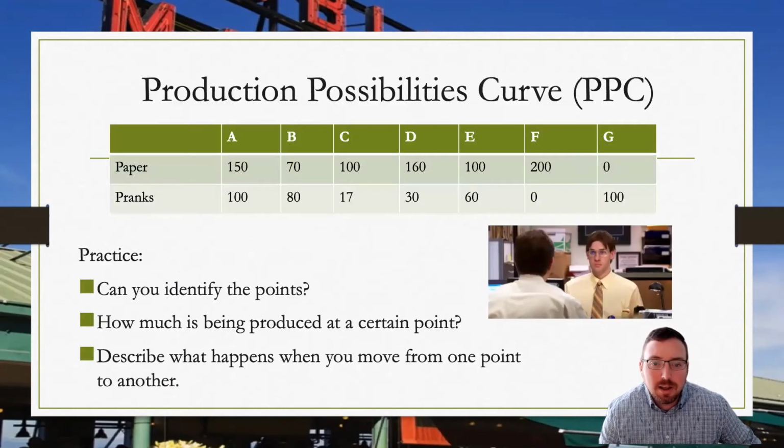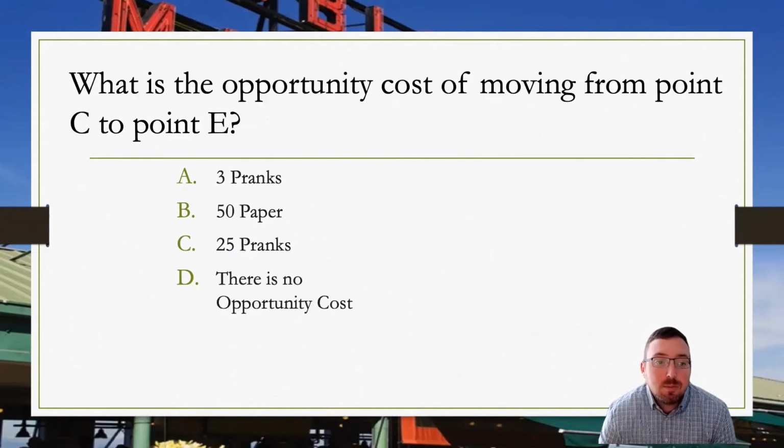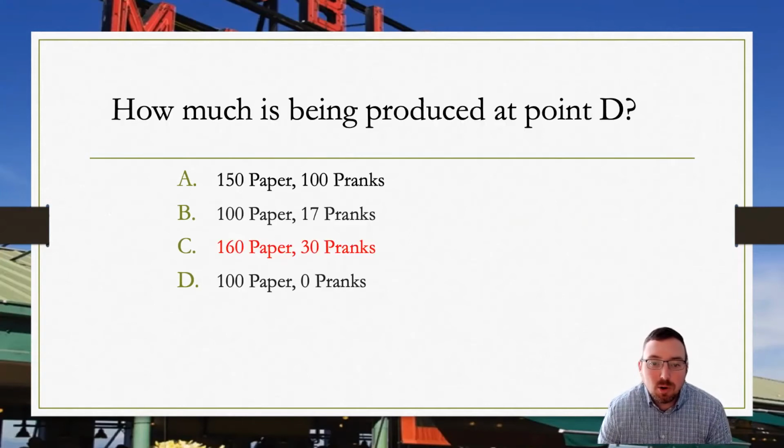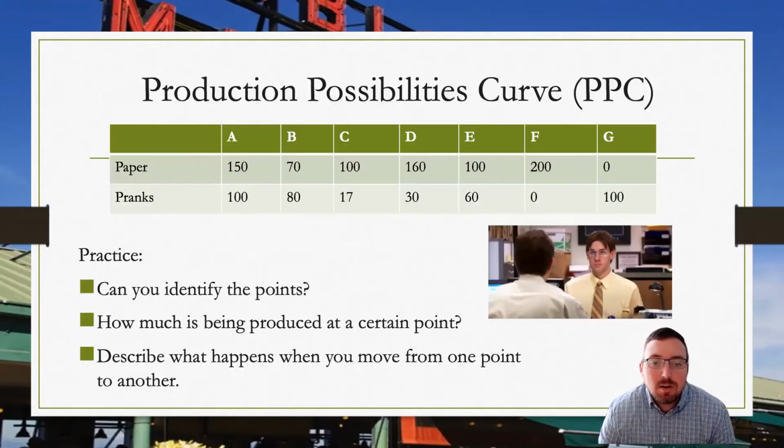We can go back here and look at our table. What's our opportunity cost? Again, let's refresh the question of moving from point C to point E. So we're going from C to E. What's our opportunity cost? Well, if we go from point C to point E, what you want to look at is our combinations. At point C, we have 100 reams of paper being sold and 17 pranks. At point E, we have, again, 100 reams of paper being sold, but 60 pranks being played on Dwight.